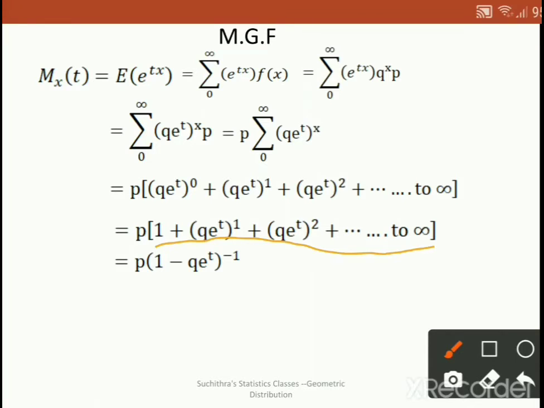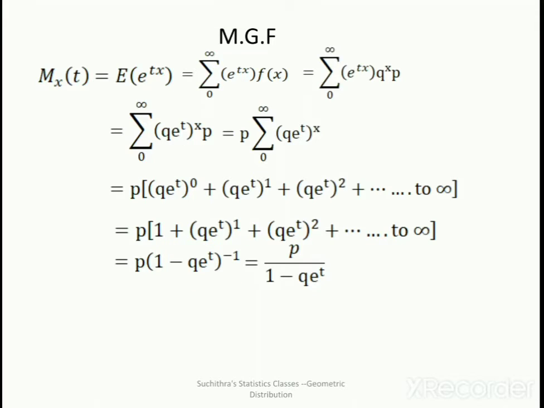1 plus q e raised to t all raised to 1 plus q e raised to t all square plus etc. up to infinity is 1 minus q e raised to t all raised to minus 1. So we have p by 1 minus q e raised to t. Therefore, moment generating function M x of t of geometric distribution is p by 1 minus q e raised to t.